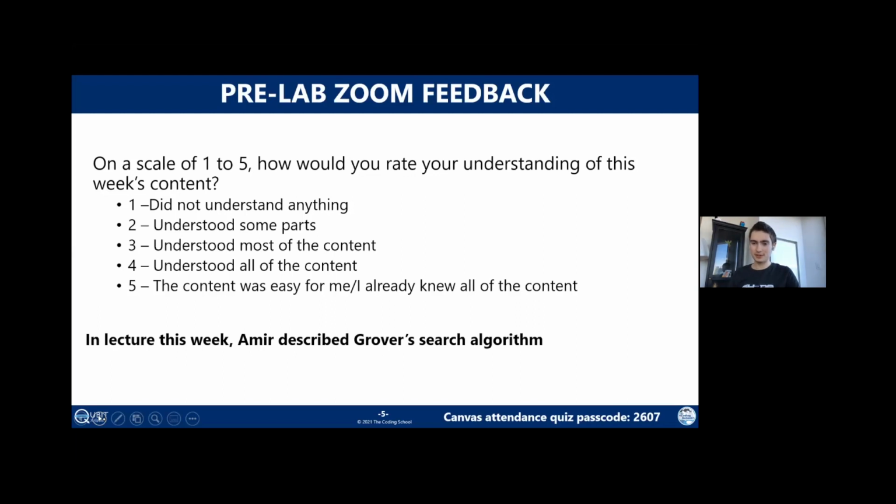It looks like people are pretty evenly split between a 3 and a 4 out of 5, which is honestly pretty good. I think Grover search is starting to get into the more complicated algorithms. So if you can understand the ideas behind this, then you're probably in pretty good shape.